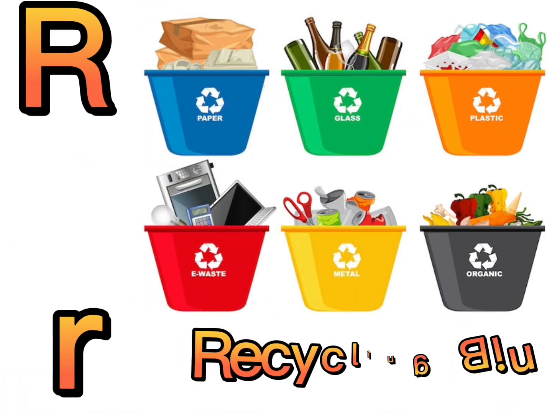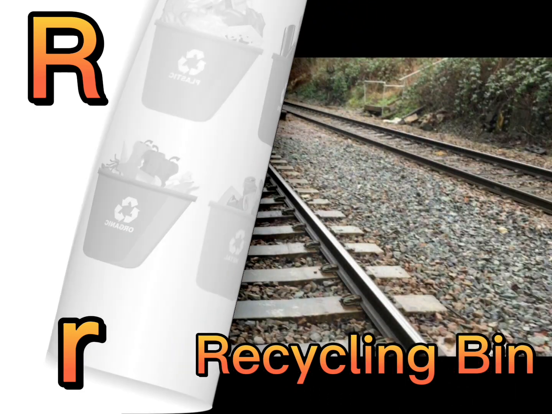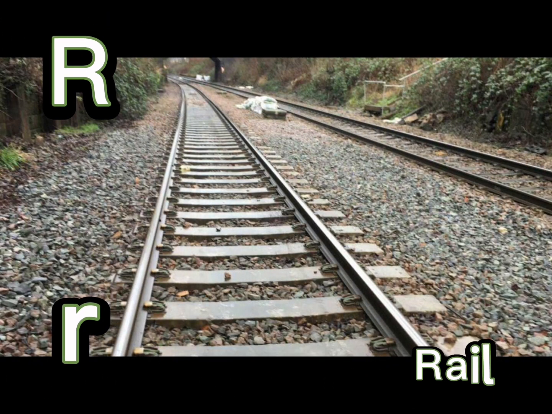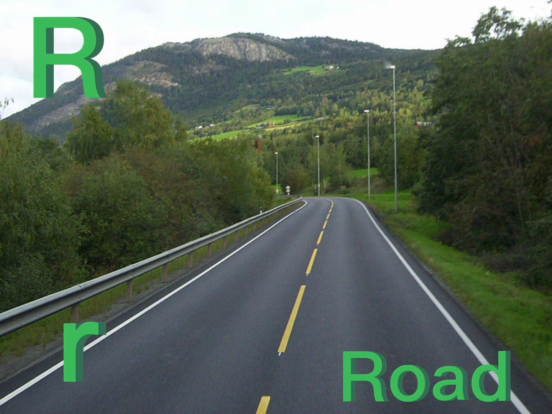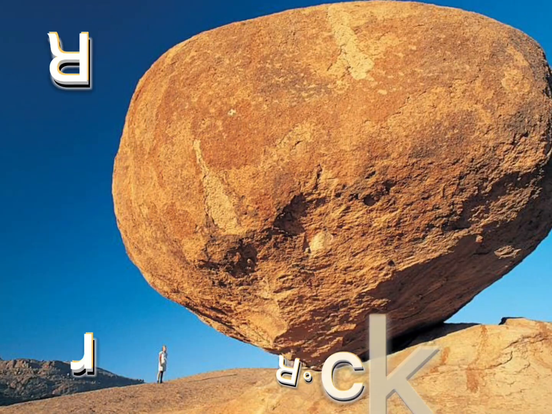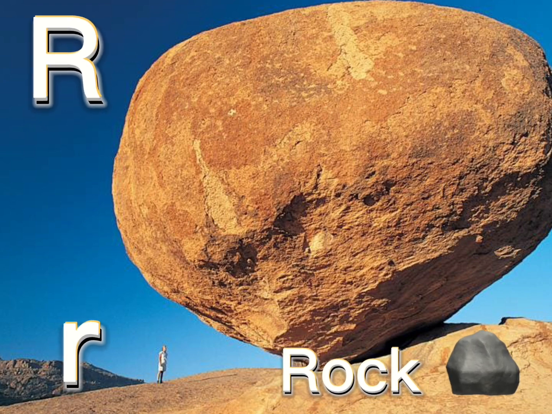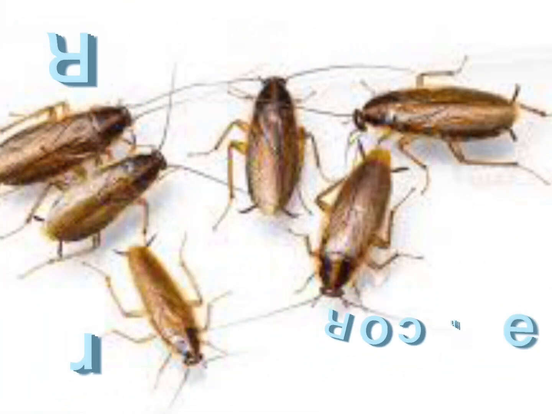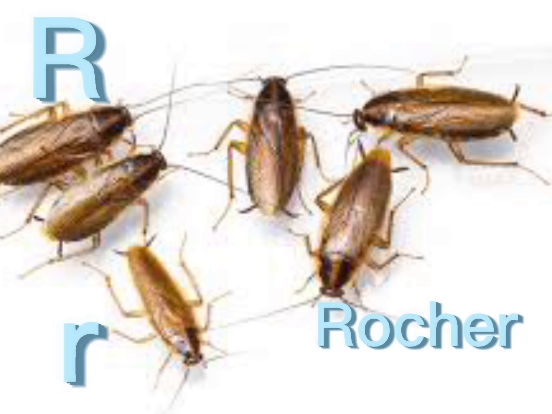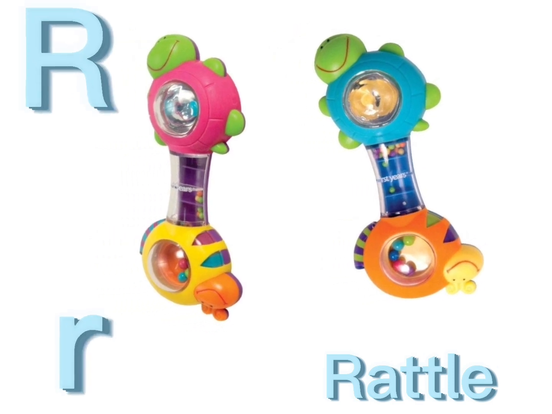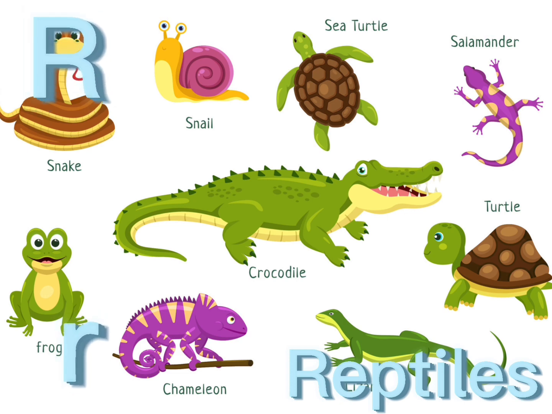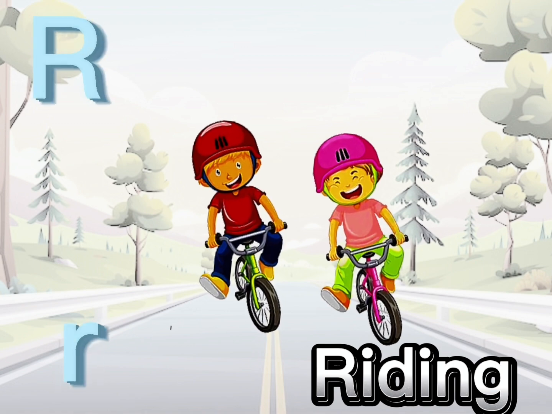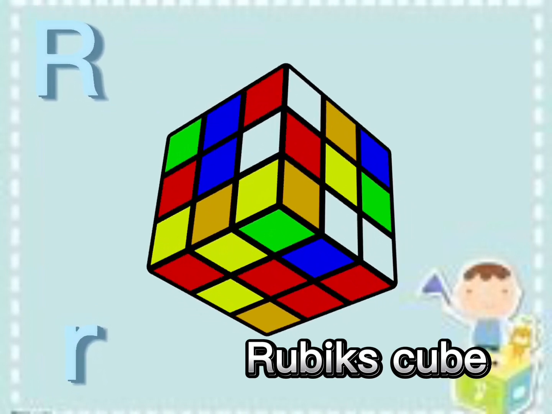R for recycling bin. R for rail. R for road. R for rock. R for roacher. R for rattle. R for reptiles. R for riding. R for Rubik's Cube.